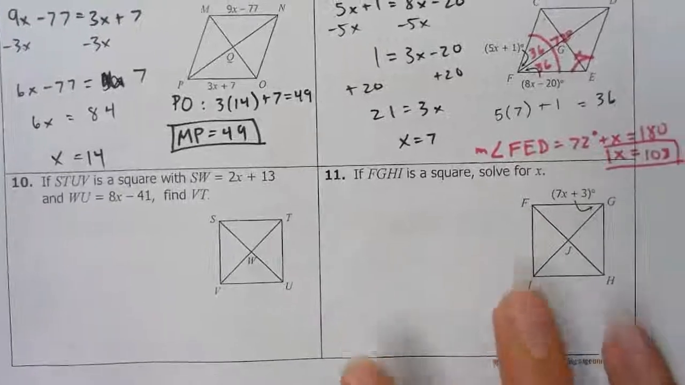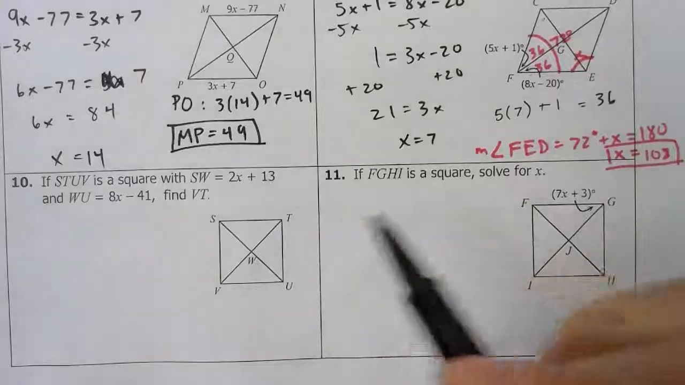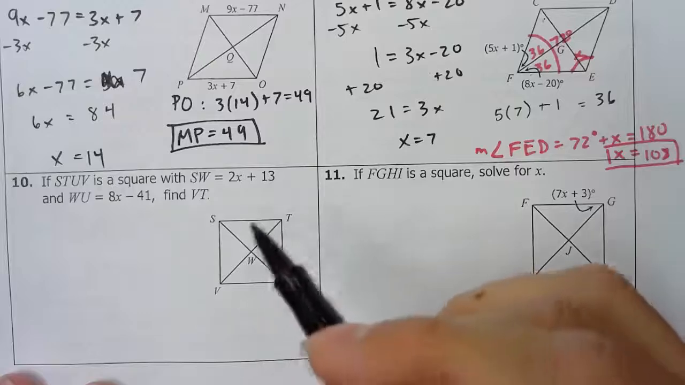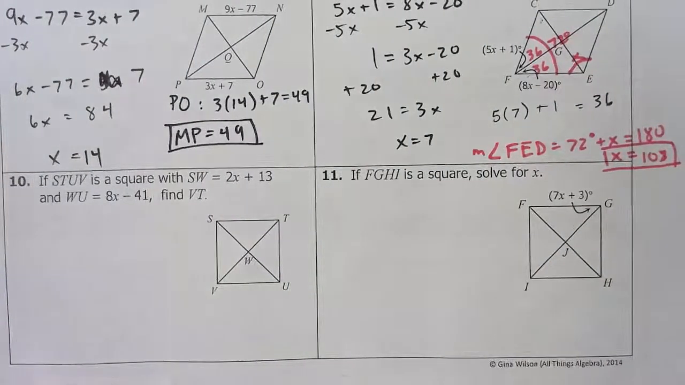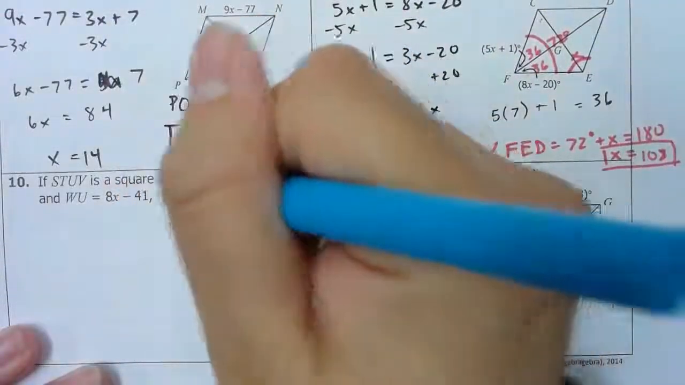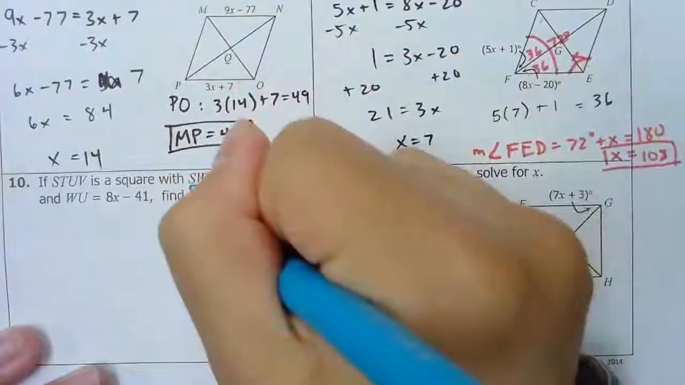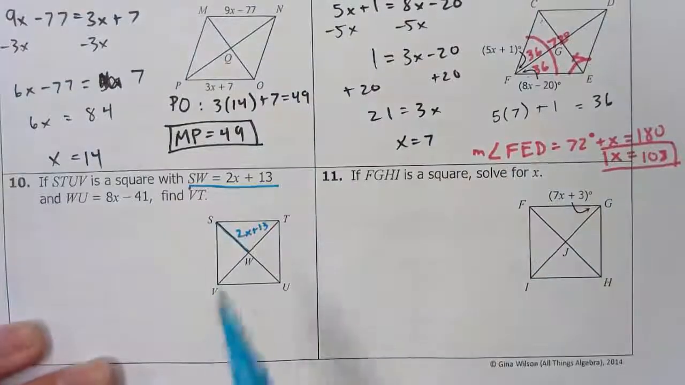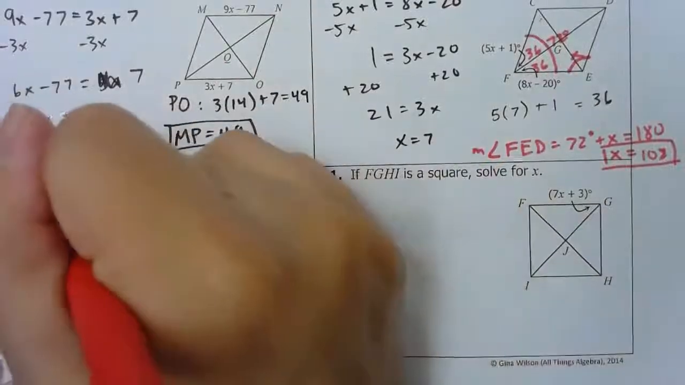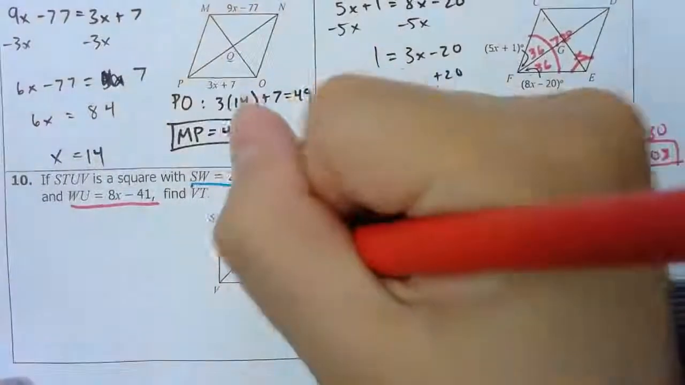For the last two, I have if STUV is a square with SW is equal to 2x plus 13 and WU is 8x minus 41, find VT. So VT, let me use blue. SW is this guy here, 2x plus 13. Again, that's this guy here. WU is the other half, 8x minus 41. That's this guy here.